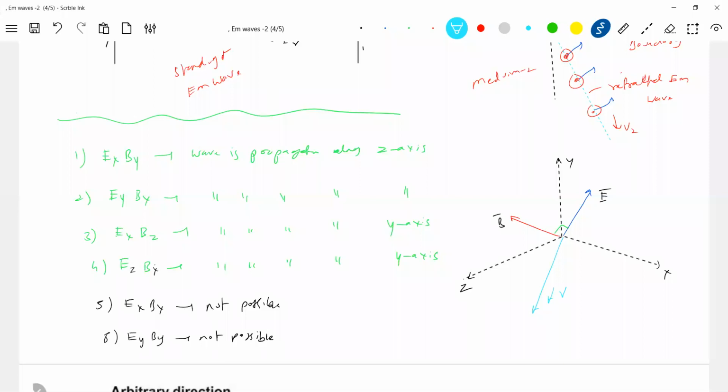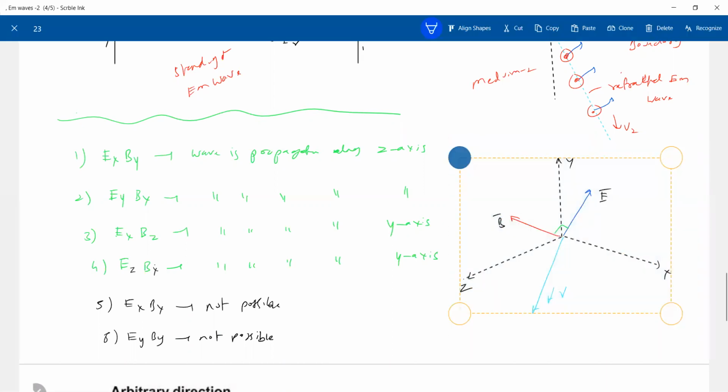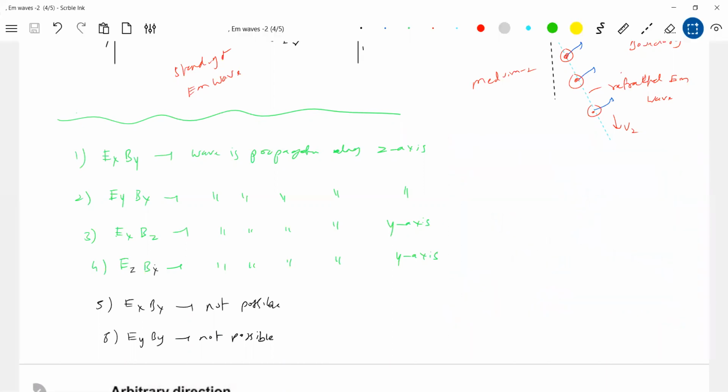E bar is not along Y axis. B bar is not along Z axis. E bar lies in XY plane. B bar lies in, we should not say YZ plane. E bar lies in XY plane and B bar lies in minus X plus Y plane. Or this will be more confusing as a 3D diagram. I'll make it just a plane. I think that will be sufficient. It can happen like this also.